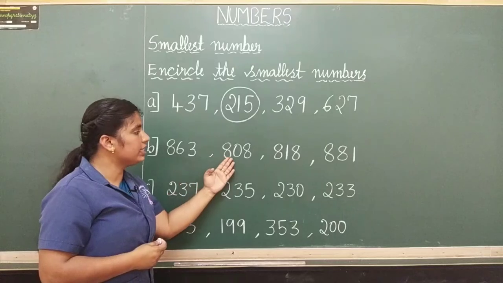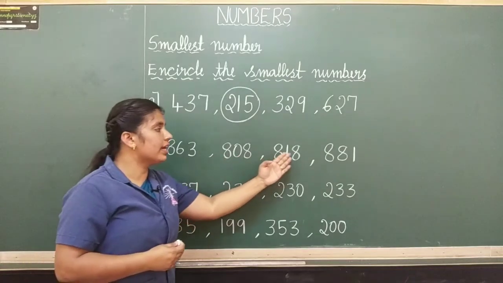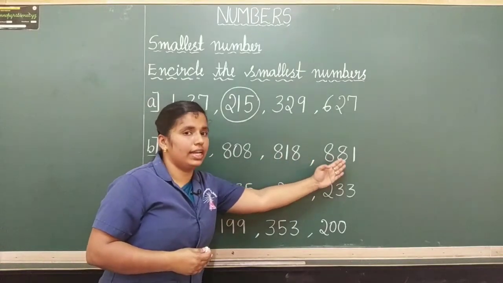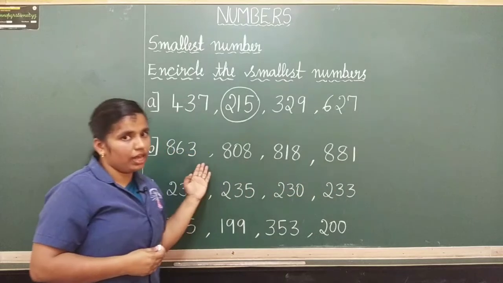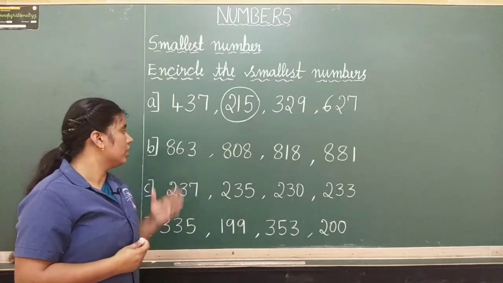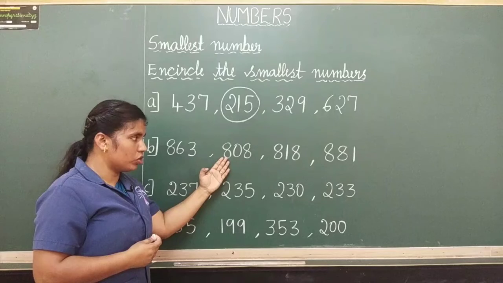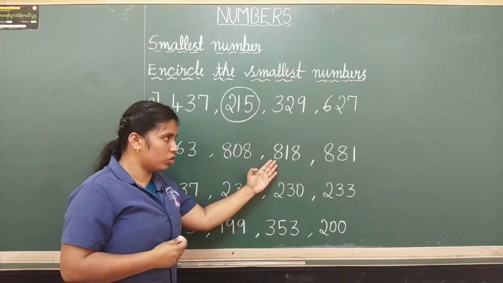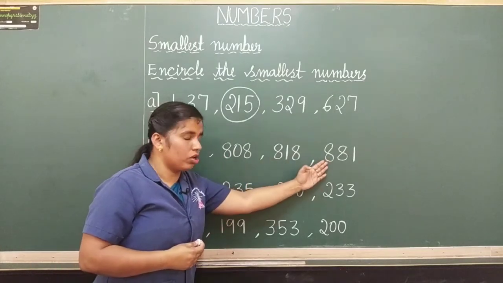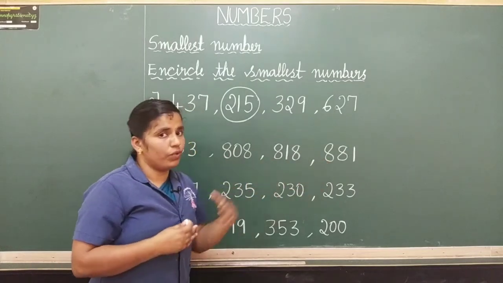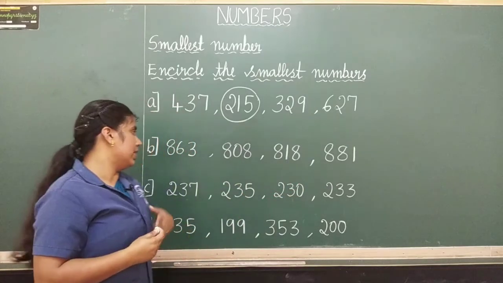863, 808, 818, 881. All these are 3-digit numbers. Here in hundreds place we have 8. Here also we have 8. Here also we have 8 and here also we have 8. So we have to see the tens place.